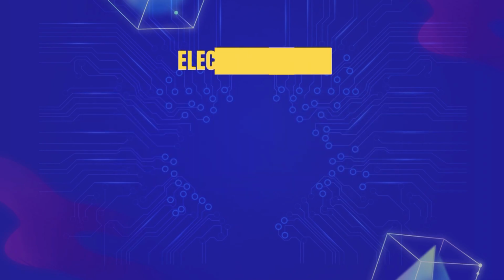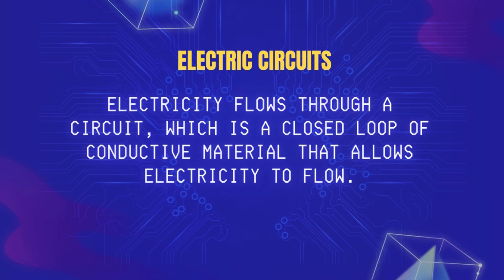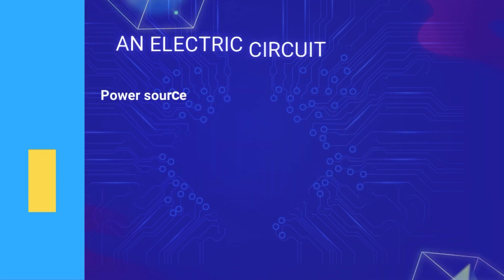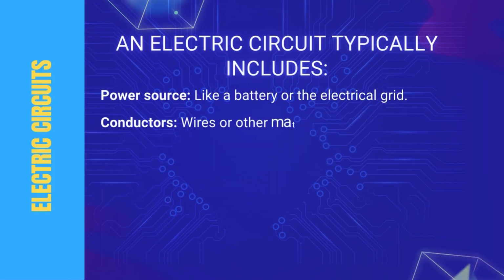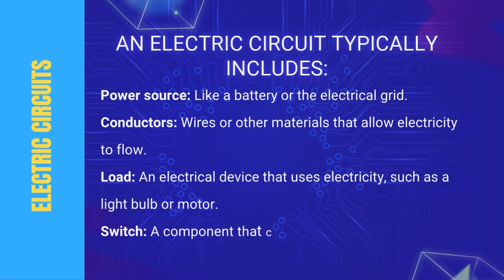Electricity is a form of energy that results from the movement of charged particles such as electrons and protons. Electricity flows through a circuit, which is a closed loop of conductive material that allows electricity to flow. An electric circuit typically includes a power source, that is like a battery or the electrical grid. It also consists of conductors like the wires or other material that allows electricity to flow.